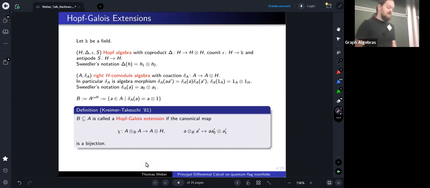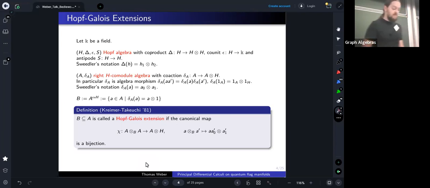So giving this data, we can look at the Hopf kernel or at the coinvariant elements B. So this will be the subspace of A, consisting of the elements that are not changed by the coaction. And it's easy to see that this will give you a subalgebra of A.